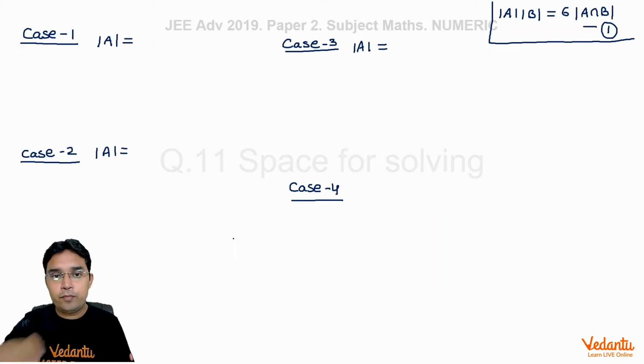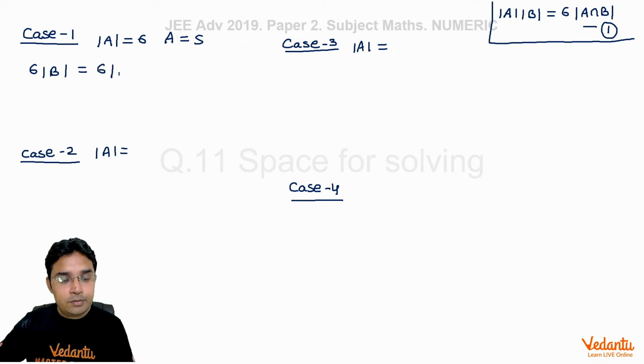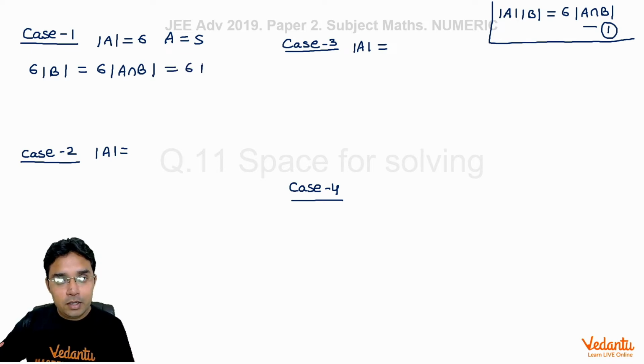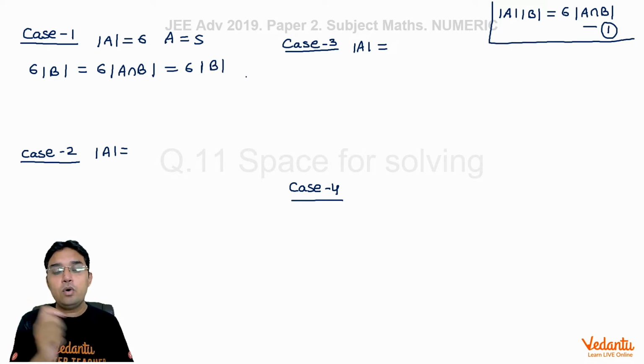Let us see how. So number 1, I am taking A to be the largest possible set. So I am taking the number of elements in A to be 6. In this case, A will become equal to the sample space. And this equation number 1, if you check, will be automatically satisfied. Reason being, the left hand side will be 6 times |B| and the right hand side will be 6 times |A ∩ B|. But if A is the sample space, then A intersection B will be nothing but B only. So you can see this equation will be satisfied for all possibilities if A has all 6 elements.